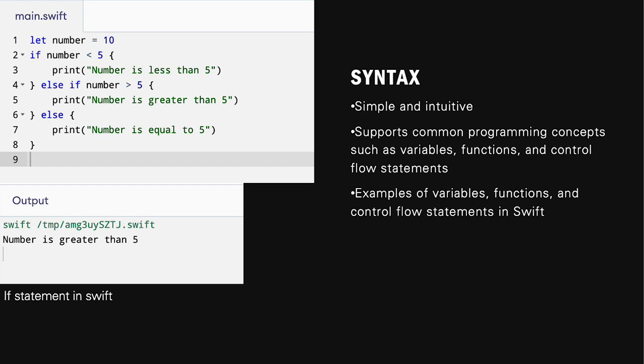In this case, since the value of number is greater than 5, the second condition in the if-else statement is true and the program executes the corresponding print statement, number is greater than 5. If the value of number was less than 5, the first condition in the if-else statement would be true and the program would execute the first print statement, number is less than 5. If the value of number was exactly 5, then the third condition in the if-else statement would be true and the program would execute the last print statement, number is equal to 5.